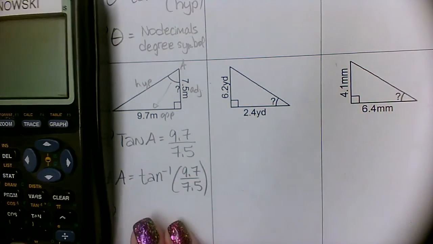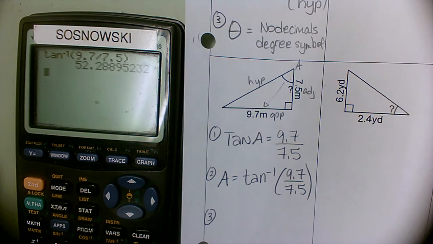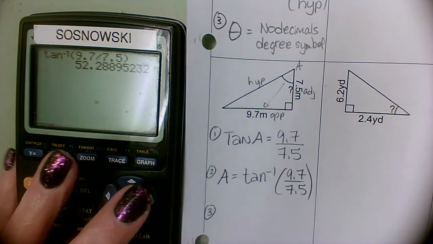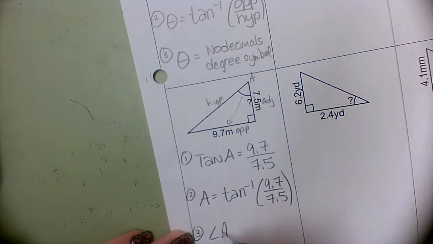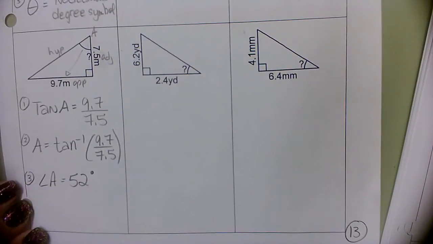So I'm going to move it over so you can see: second function tan, and just put your fraction in. 9.7 divided by 7.5, close your bracket, and no decimal places. So it stays at 52, so angle A is 52, and put a degree symbol on. There it is. Let's try another one.